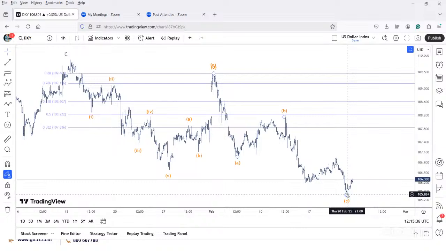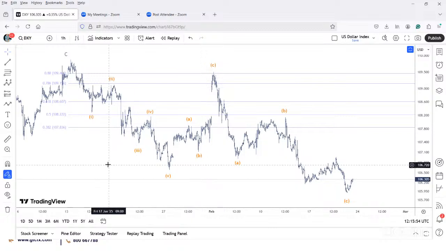Yesterday, if you were there, we went short around 107.10 with potential targets of 106.30 and 105.60. The first target has been met, the second is not yet. There is quite a good possibility that in the New York Open, it might print another low.